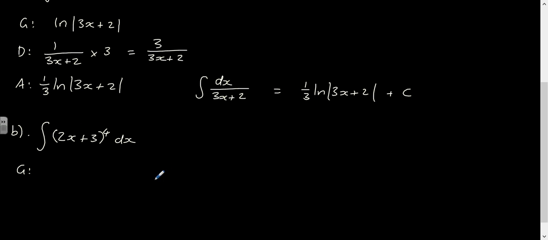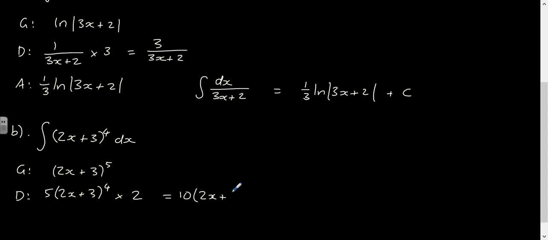So my instinct is telling me, what if I just raise the power by 1? That's what we do with integration after all. So my guess is just going to be 2x plus 3 to the power of 5, up the power from 4 to 5. Of course, it's not going to be as simple as that, but it's a starting point. Let's see what happens when we differentiate. We'll have 5 lots of 2x plus 3 to the power 4. But using the chain rule, we differentiate the 2x plus 3 to give us 2 and multiply the two together. So we end up with 10 lots of 2x plus 3 to the power of 4.